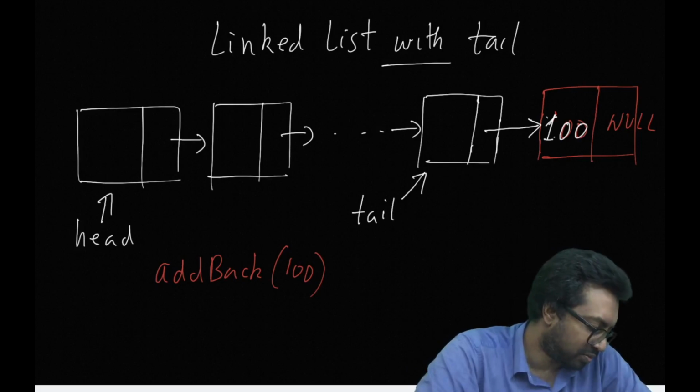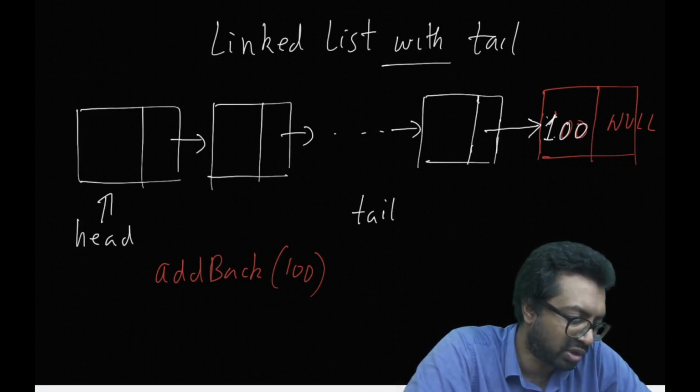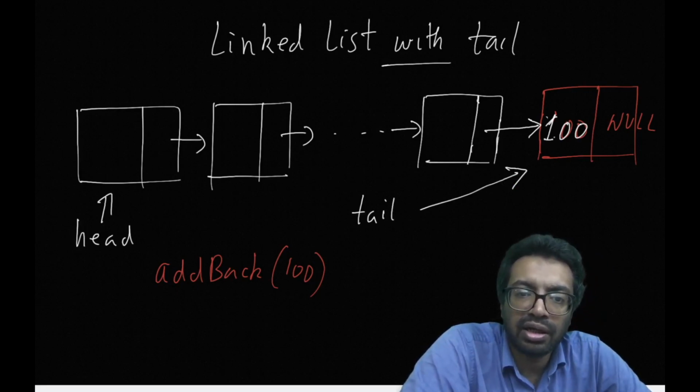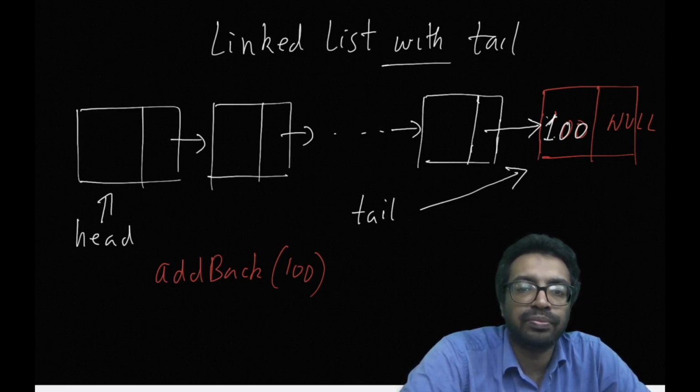So I have to now change the tail pointer, which was pointing to the second last node in this modified list, and point it to the new node. If I do that, I am back to what I started with. My head is pointing to the front of the list and tail is pointing to the back of the list, and I have added a new node with the value 100 at the back.